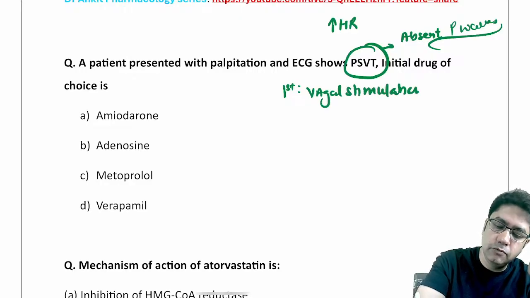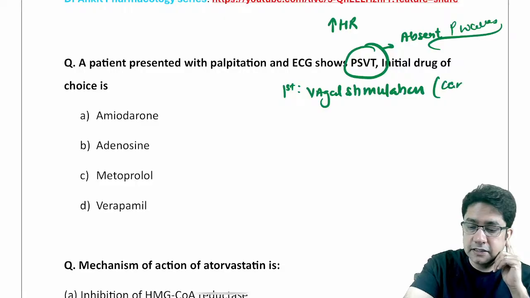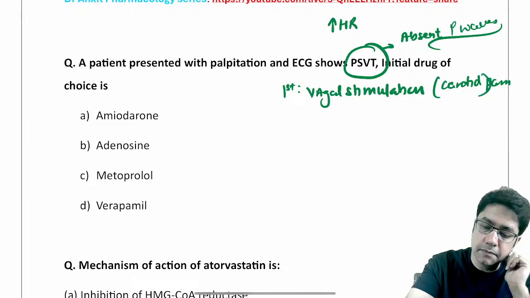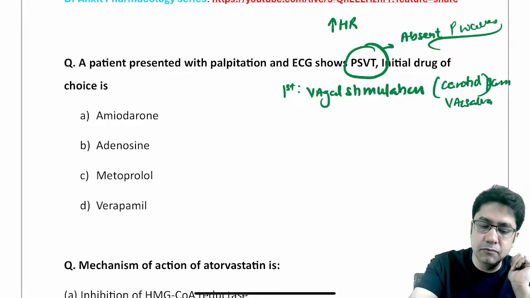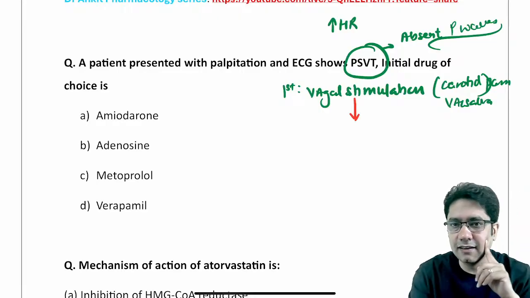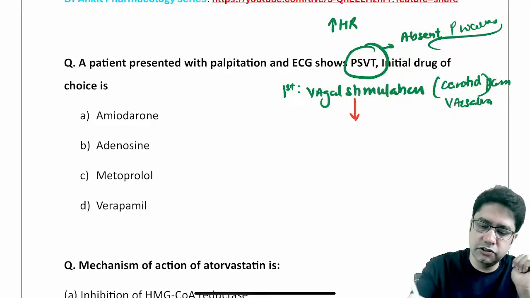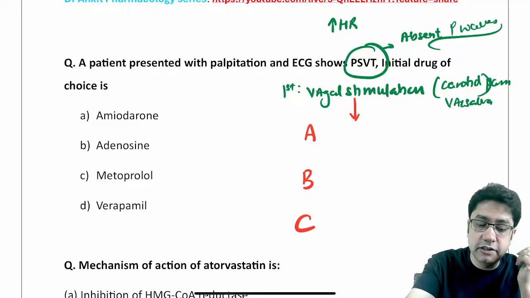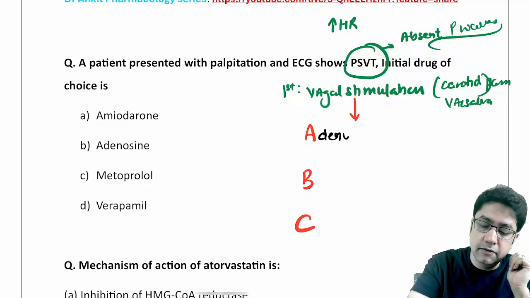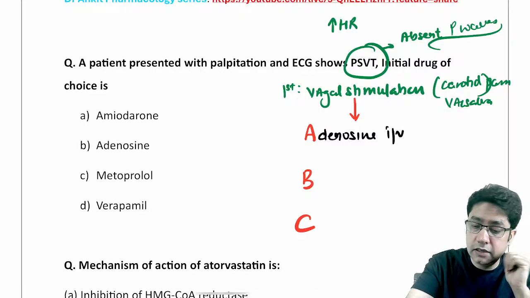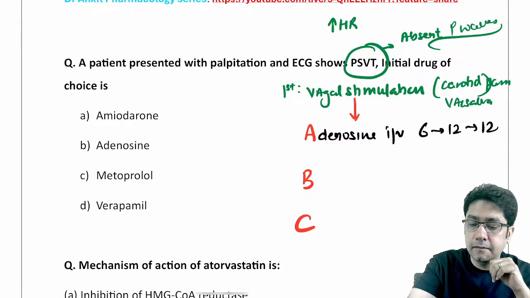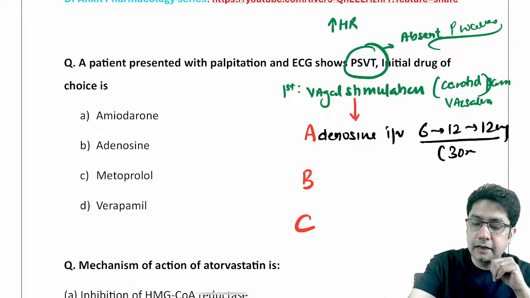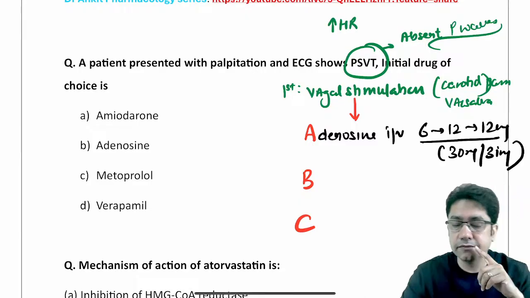So remember, in PSVT, the first treatment is we do vagal stimulation. We give vagal stimulation by carotid massage because we have to suppress the AV node. Carotid massage, we can do Valsalva. If it doesn't suffice, and in most cases it is a useless procedure, but for our theory, yes, vagal stimulation, we start a drug A, B, C. So the first drug to be started in PSVT is always adenosine, IV. Dose is 6, 12 and 12 milligram. Total 30 milligram in 3 injections you can give.